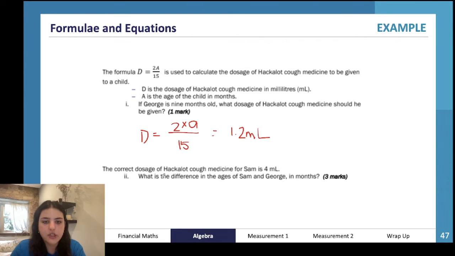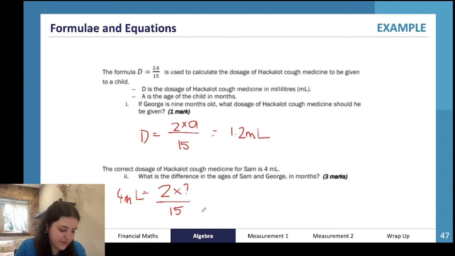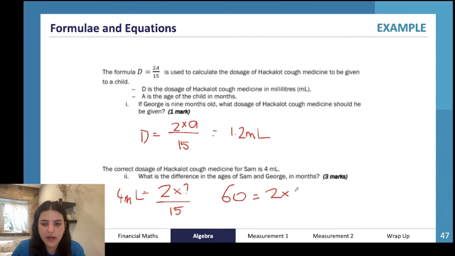1.2 milliliters. So the second part of the question says, the correct dosage of Hackelot cough medicine for Sam, another child, is 4 mils. What is the difference in ages of Sam and George in months? So we need to find this. First thing we can do is times 4 by 15 to remove that 15. So it'll be 60 equals 2 times, we'll call this A. We can divide 60 by 2. So 60 divided by 2 is going to be 30. So A must be 30. So the age difference in months between 9 and 30 is going to be 21 months.